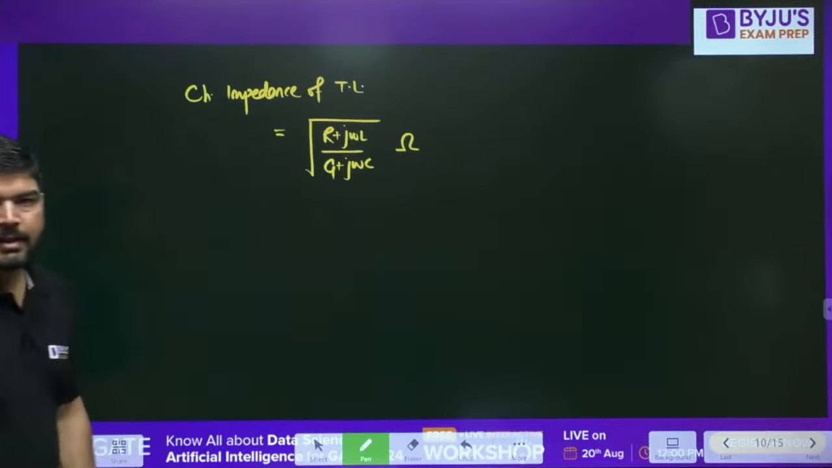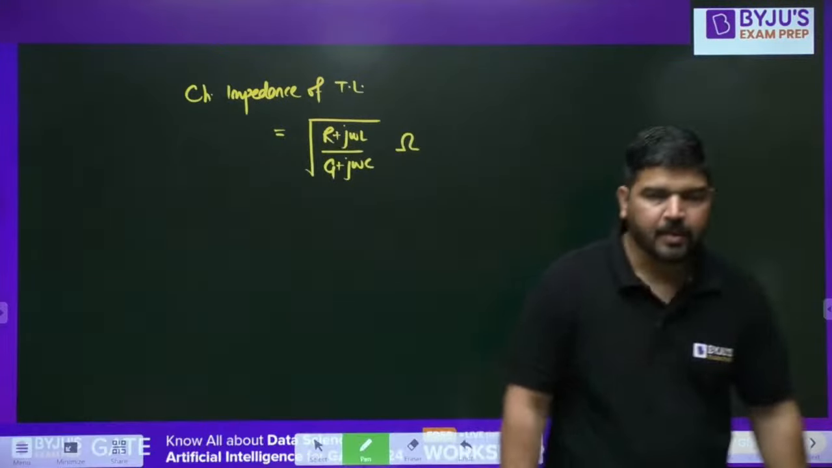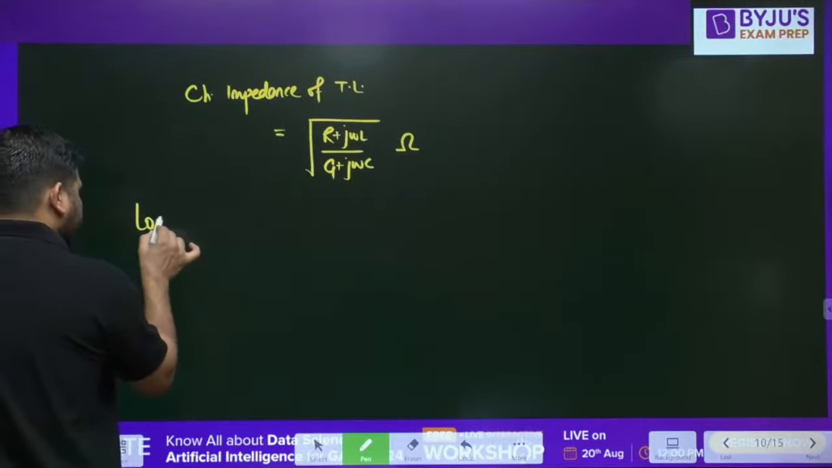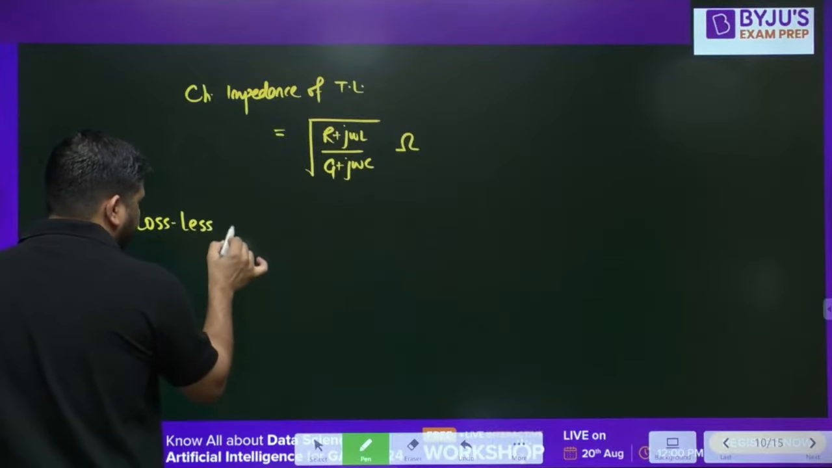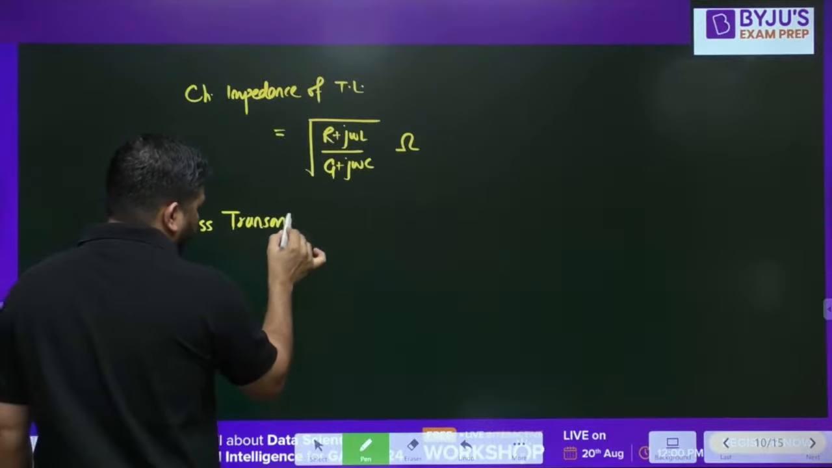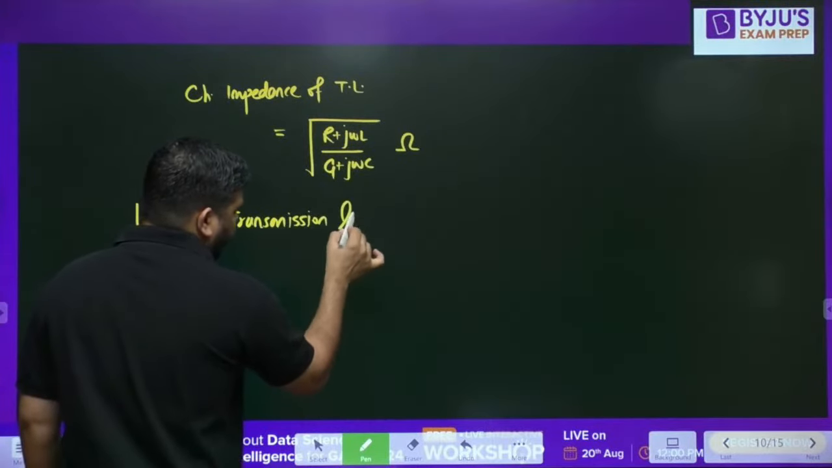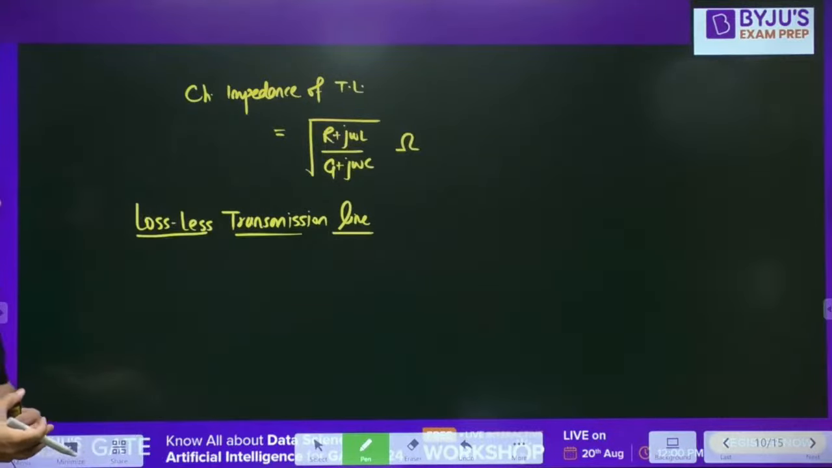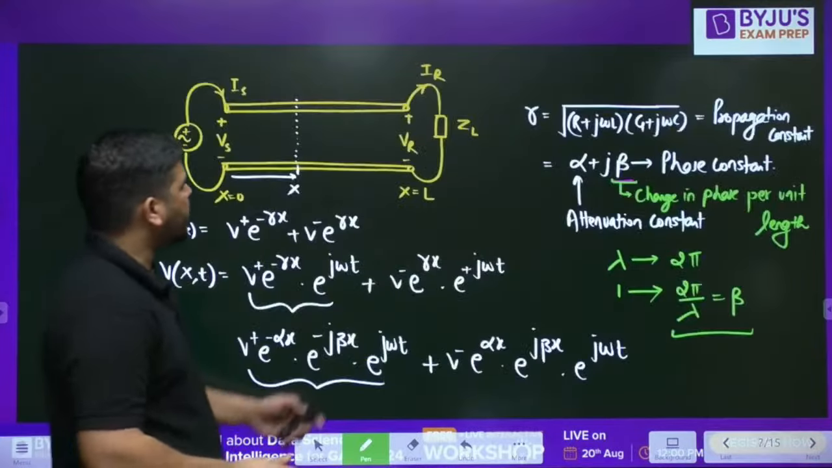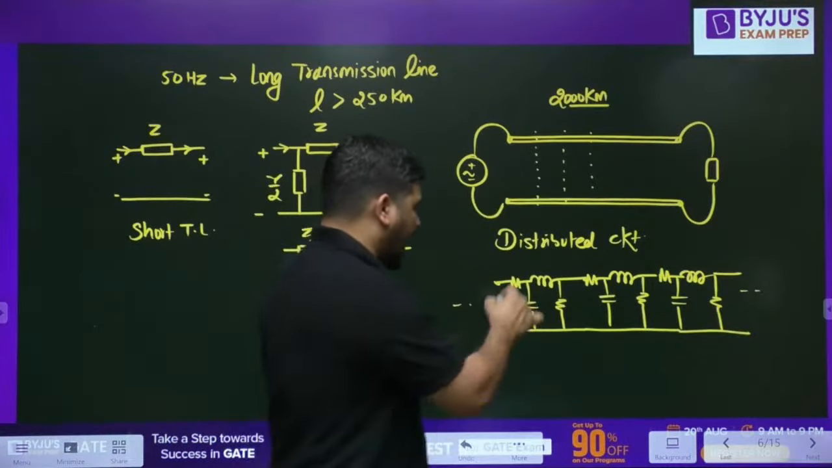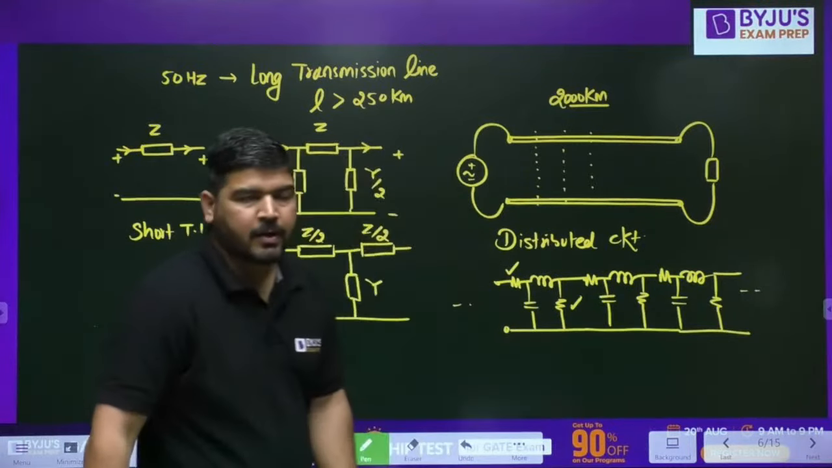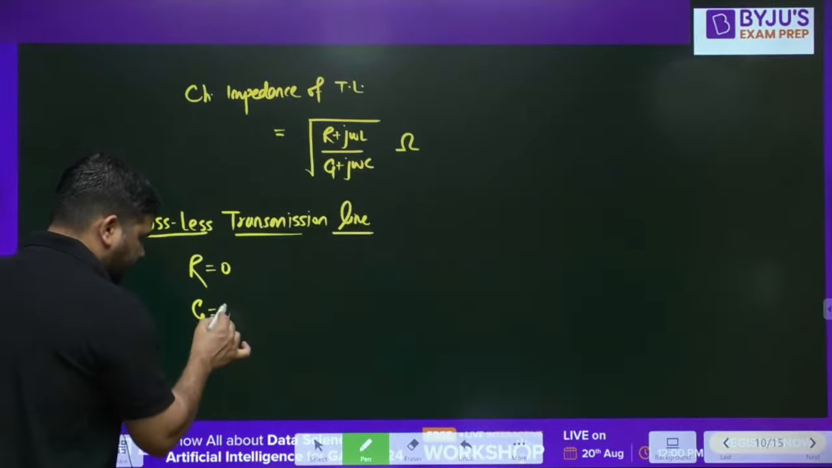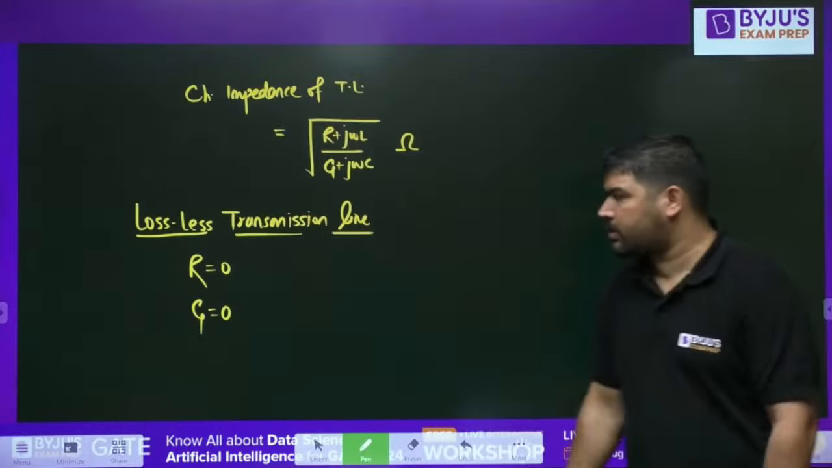Now let's come to the next thing. Next thing is lossless transmission line. Let's take the case of lossless transmission line. So if you look at the transmission line, which components are the lossy components? This R is the lossy component, and G is the lossy component. So what you can do is take R equal to 0 and G equal to 0. Then it will become a lossless transmission line.